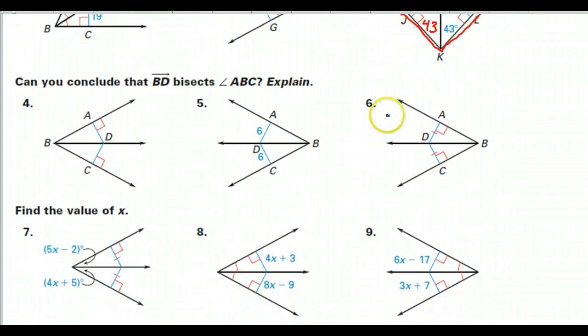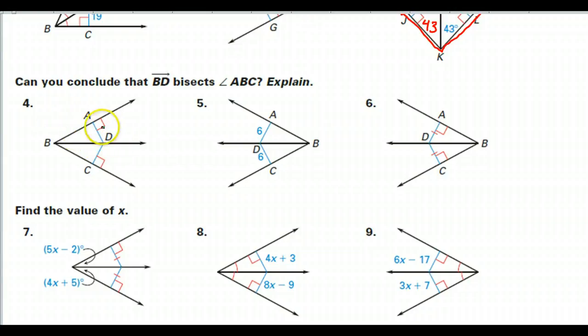Number 4. Can you conclude that BD is the bisector of angle ABC? Well, if it's going to be the bisector, first thing I'm going to be looking for is I need to know that these distances are perpendicular, 90 degrees. If I do not see 90 degrees, then I can conclude nothing. If it's 90 degrees, then I need to see that either the angles are the same or the distances are the same.